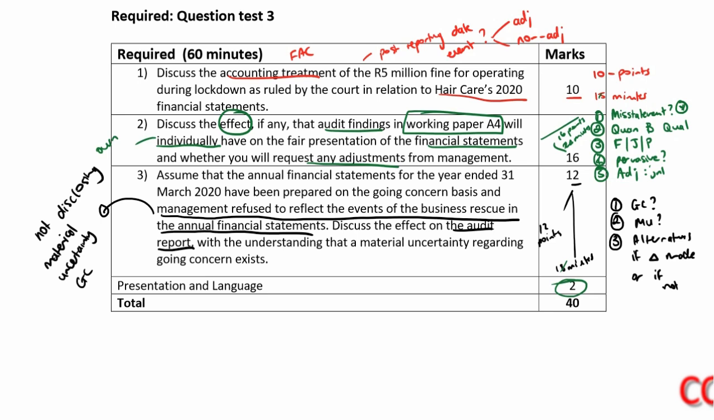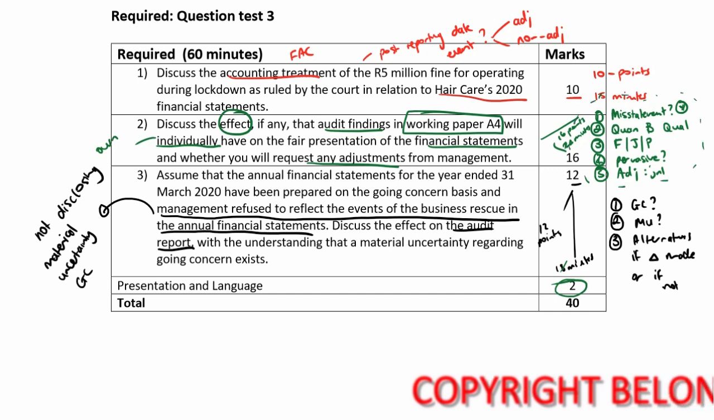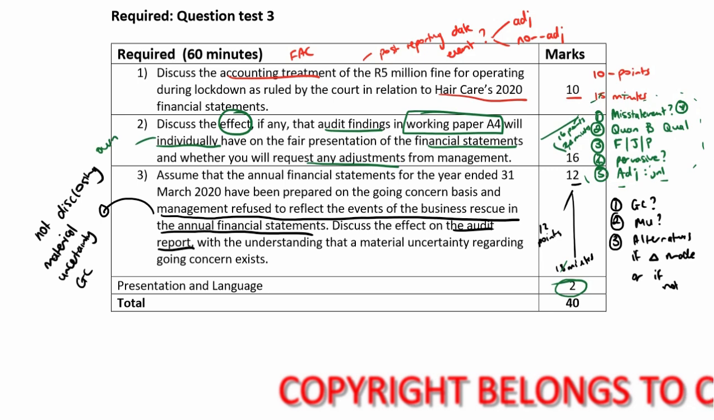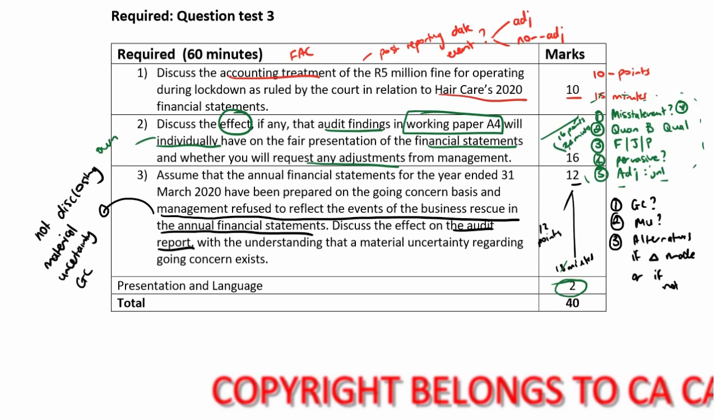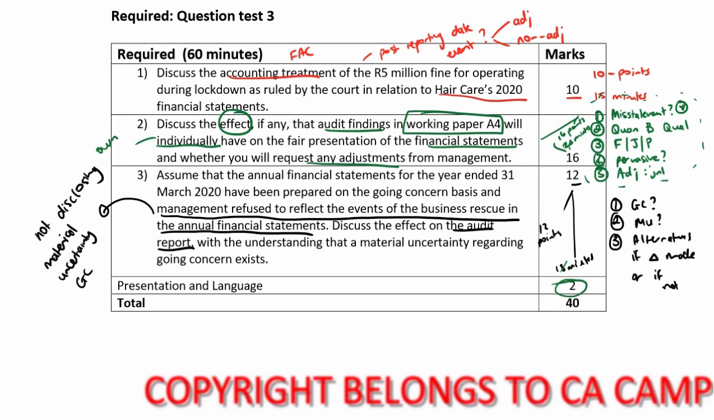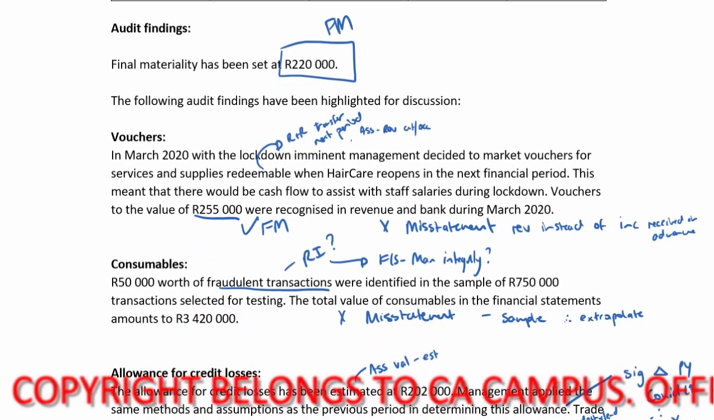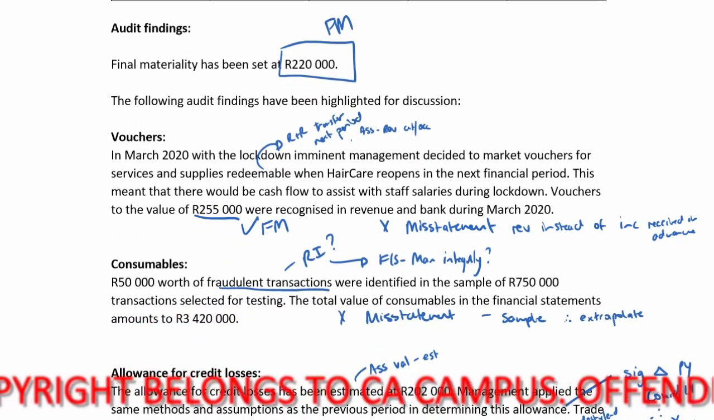Question 2, discuss the effects of the audit findings on the financial statements. So I've got a nice structure that I know I must follow. Let's go and have a look at each of them to prove misstatement if there is, and then work through our analysis of the misstatements. So we're at working paper A4. We've made a note there of materiality of 220,000.